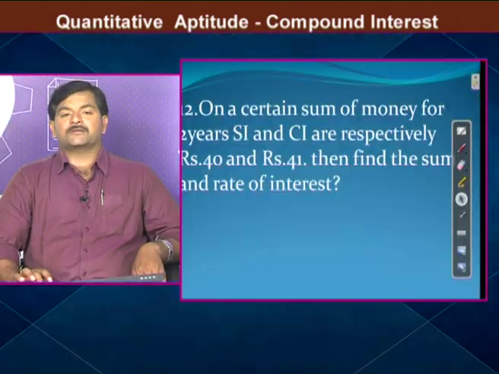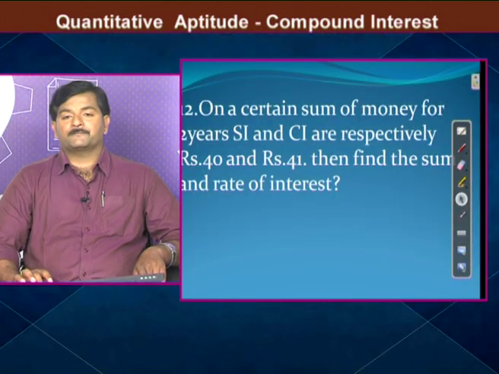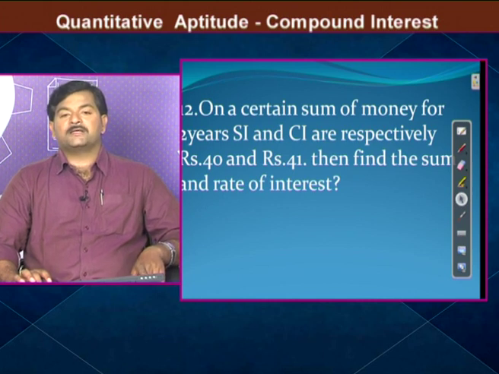Practice all the models well, then definitely you will get a good command on simple interest and compound interest. Remember, in the last few questions we focused on SI and CI both. Last question in this session: on a certain sum of money for 2 years, SI and CI are respectively 40 and 41 rupees. Then find the sum and the rate of interest.